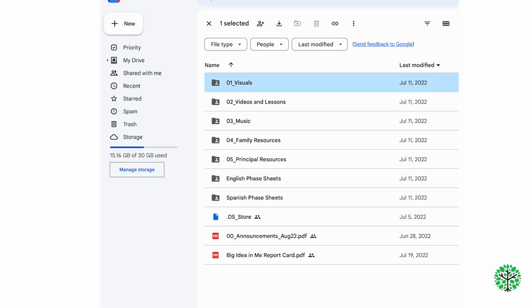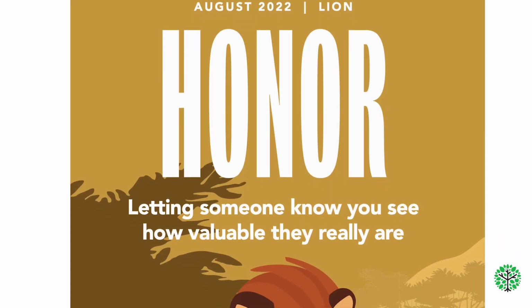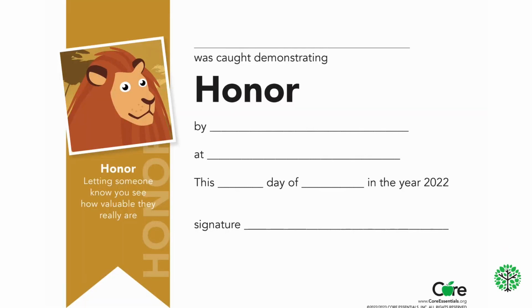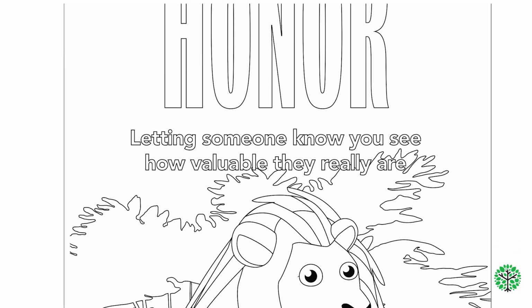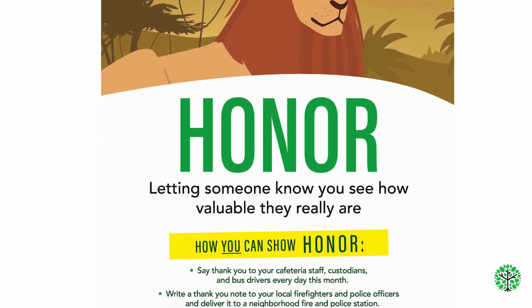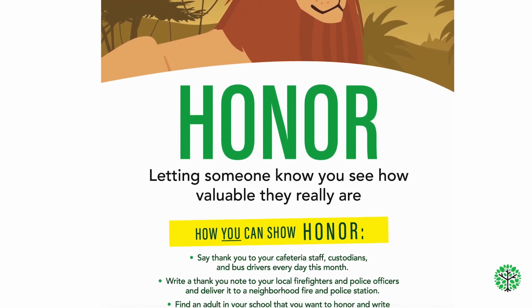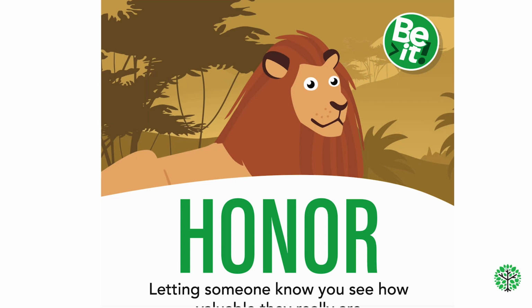Next, you'll find a folder called Visuals. In here, you'll find printable posters and JPEGs for digital screens in English and Spanish. You'll also find certificates that you can award to students as they demonstrate the value or Big 3 each month. There are 2 styles of coloring sheets, bulletin board ideas, and a poster called Be It Poster. This is a great item to hang just inside or outside of your classroom door to remind students of a few simple ways to show the big idea every day.